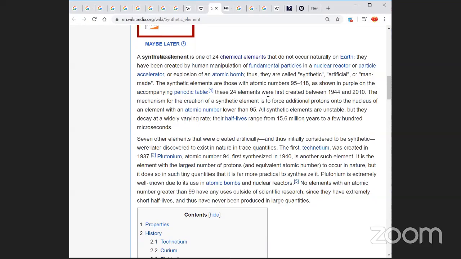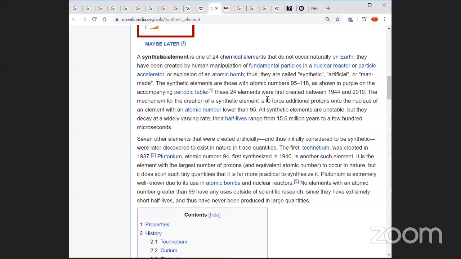So 7 other elements that were created artificially, and thus initially considered to be synthetic, were later discovered to exist in nature in trace quantities. Scientists predict things. The first is technetium. It was created in 1937, right?